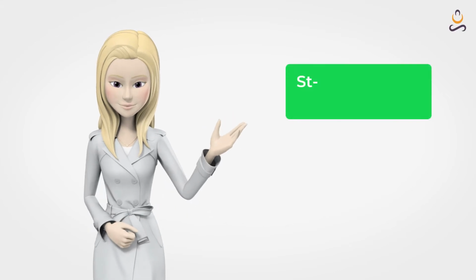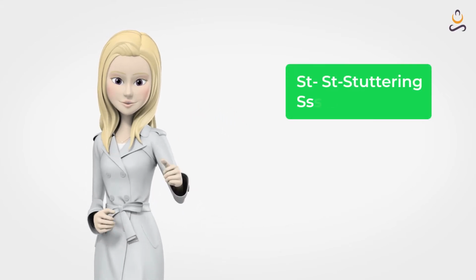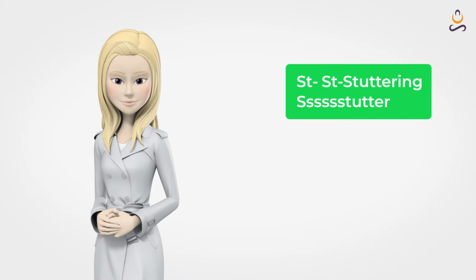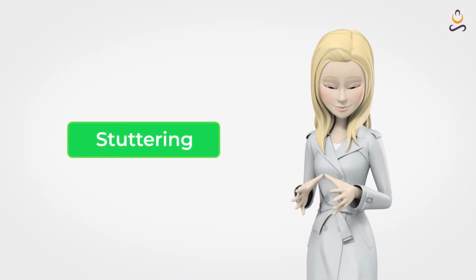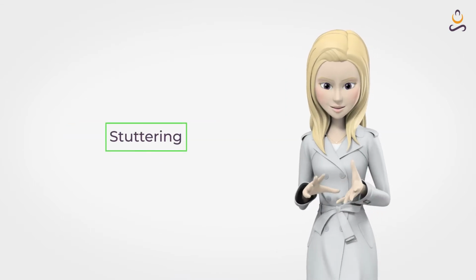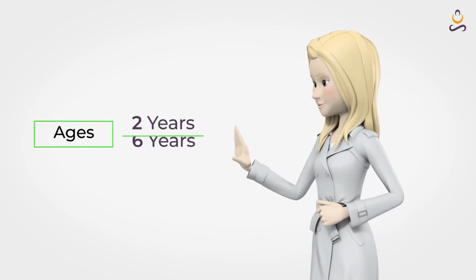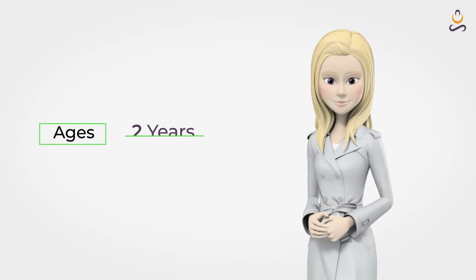Is your child repeating parts of words, whole words, or phrases? It may be a sign of stuttering. Stuttering typically begins between the ages of 2 and 6 years.